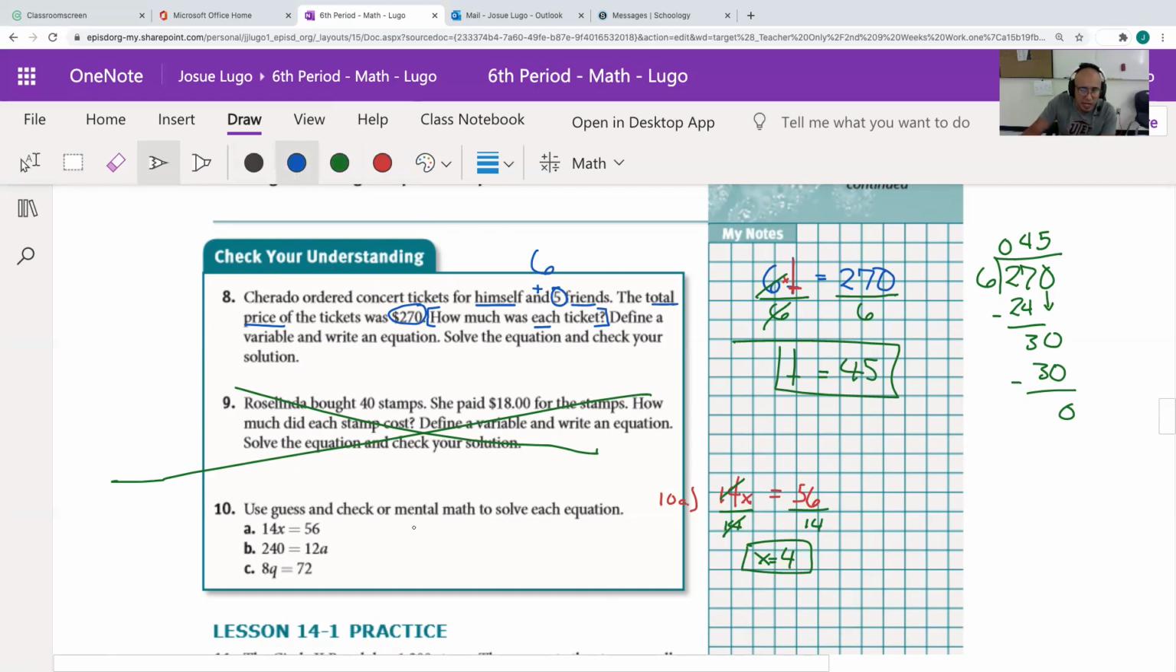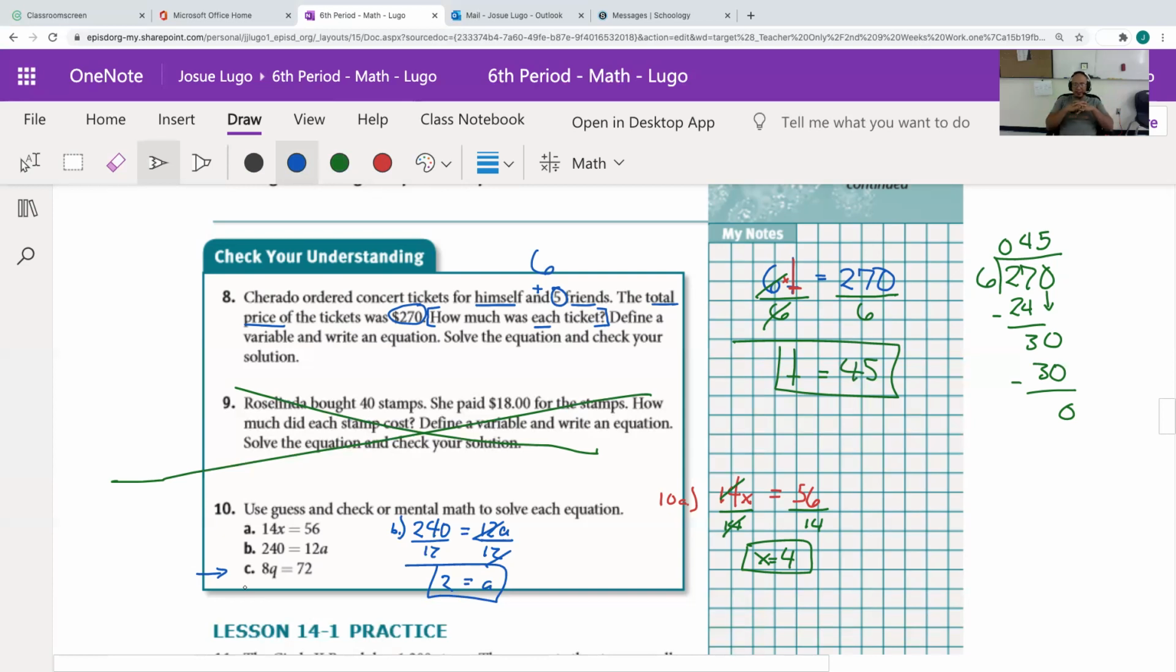Same thing in 10b. Notice how in 10b we have 240 will equal whatever 12 times a is. 12 times what is 240? Well, let's divide by 12. We divide by 12 because we want the a to be isolated. 240 divided by 12 is 20. All right. So when you do 10c, you can do that by yourself. We're asking ourselves 8 times what is equal to 72.